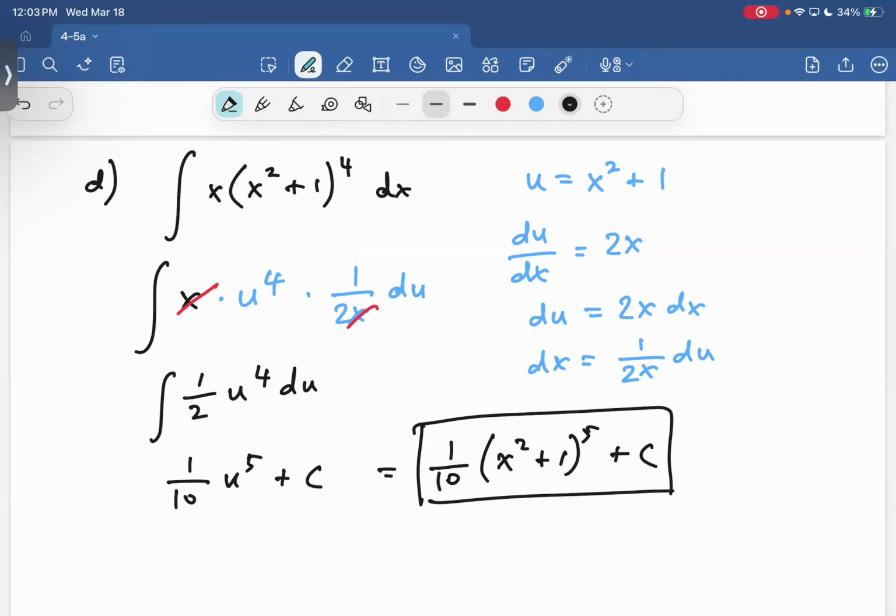Any questions? It's a lot of moving things around. It's not a lot of math. I'm kind of understanding it. Once you've done a lot of these, you will be able to tell which u you should choose to cancel things out.